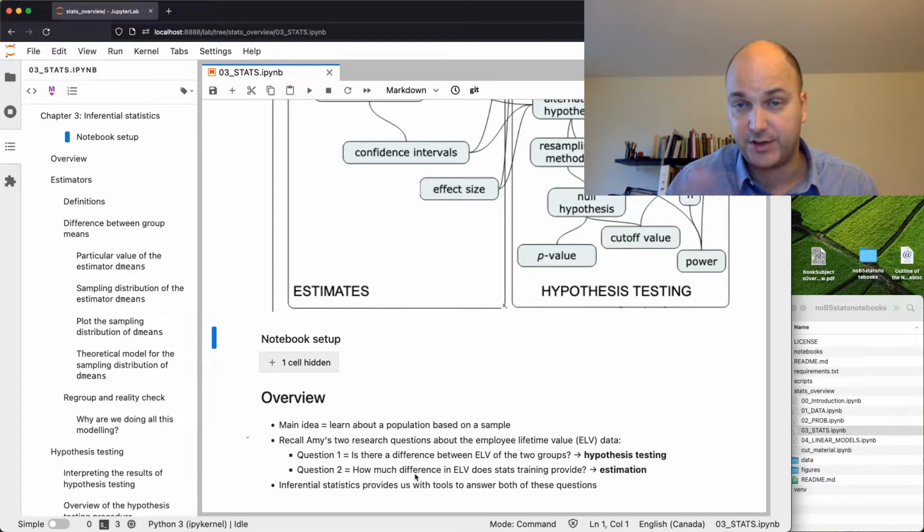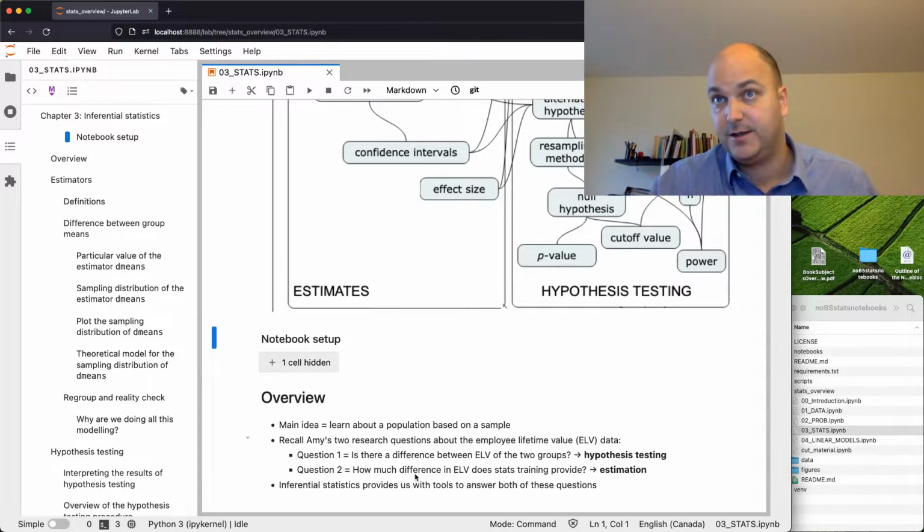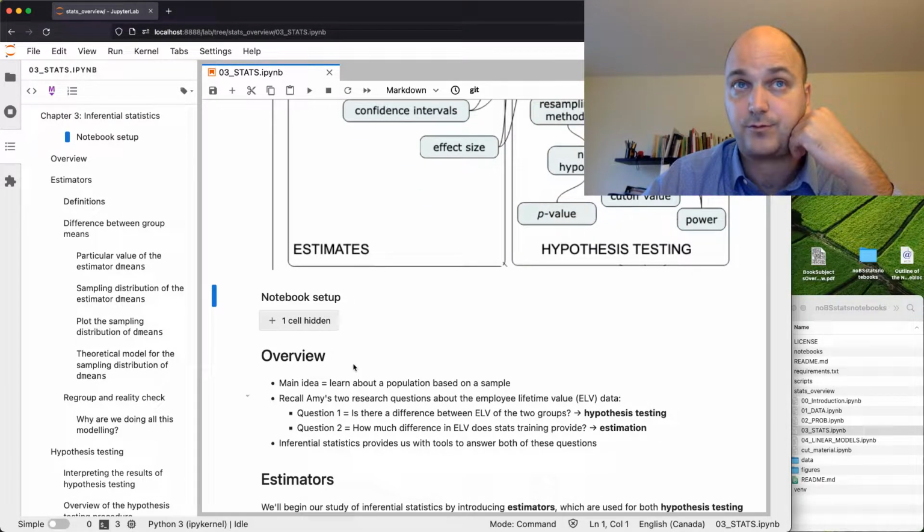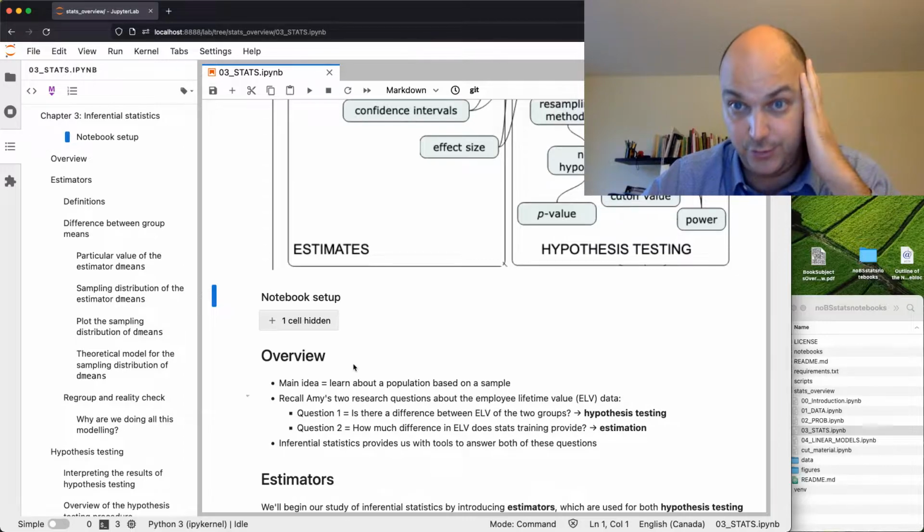Is it a little bit? Are they 10 LTV points better? Are they 100 points? These two questions correspond to the hypothesis testing and the estimation aspects we'll be discussing. And we finally have the tools to do that.